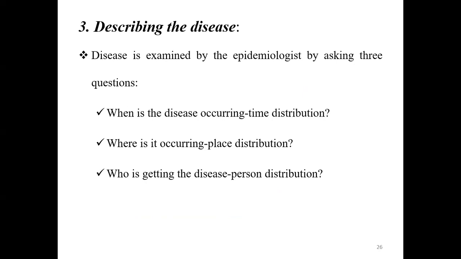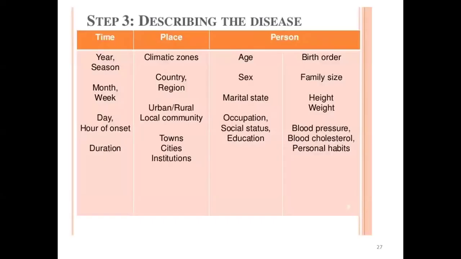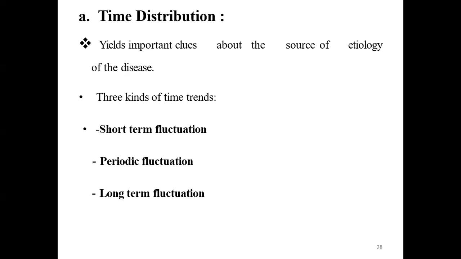When is the disease occurring? Time. Where is it occurring? The place. And who is getting the disease? Person. So we describe the disease in terms of person, place, and time. Time can be year, season, or month, then places, and the person on the basis of various characteristics. Coming to the time distribution, it yields important clues about the source or etiology of the disease.